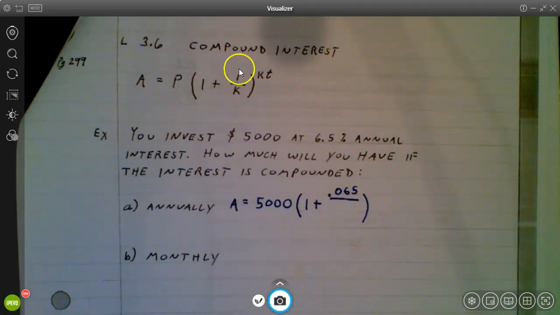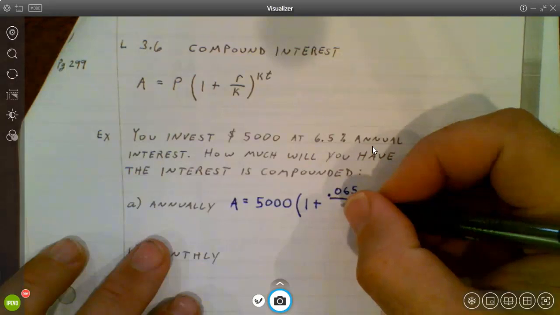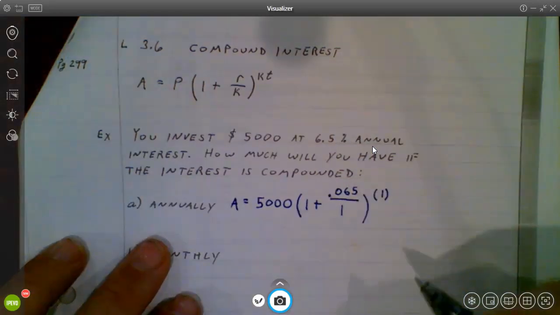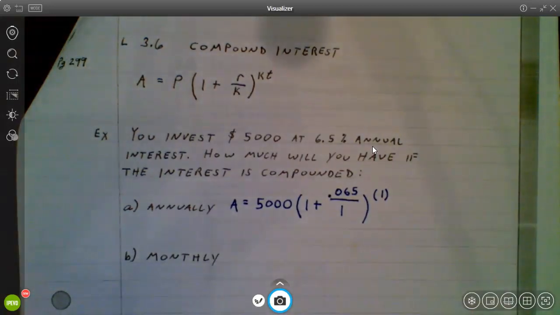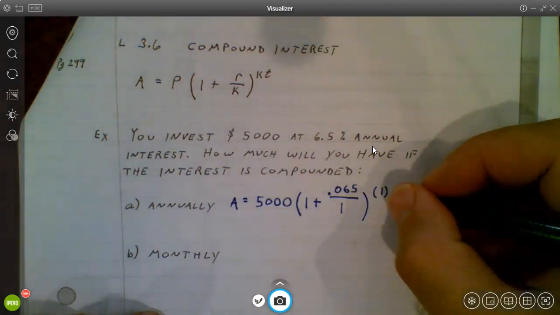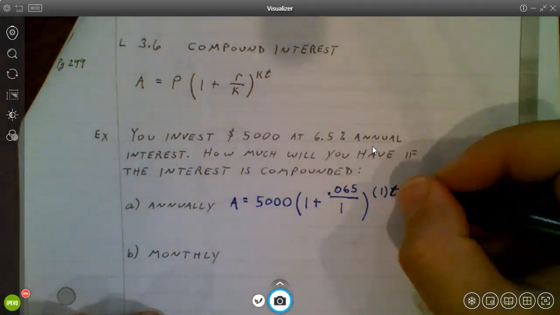So if this is an annual interest rate and my money is being compounded annually, meaning once per year, then my K would represent 1. It's only going to happen once per period of compounding time, so annually is going to happen once per year. So this K is also 1. And then T would represent the number of years that we're going to be doing this for.